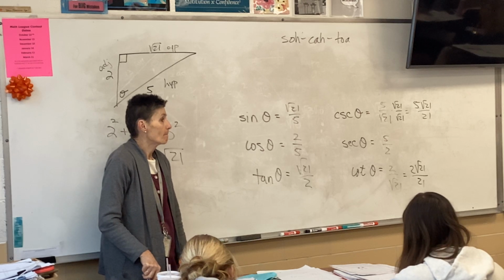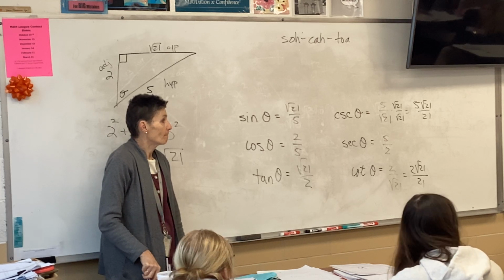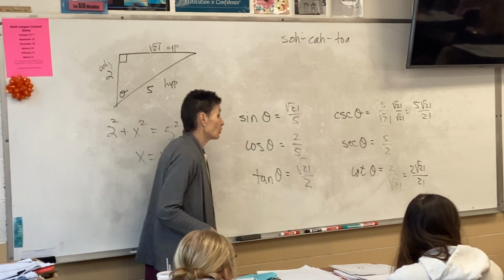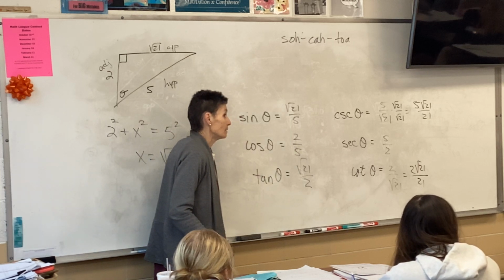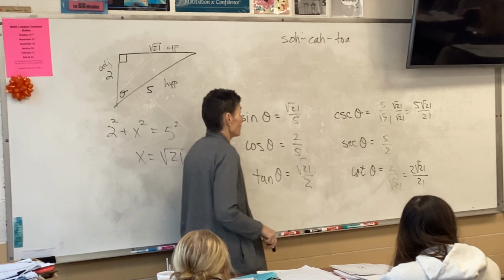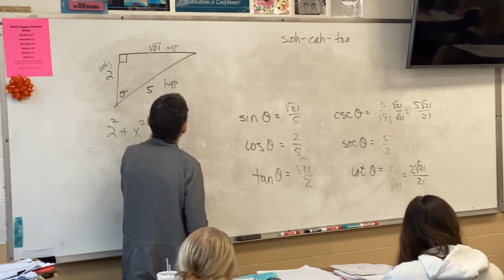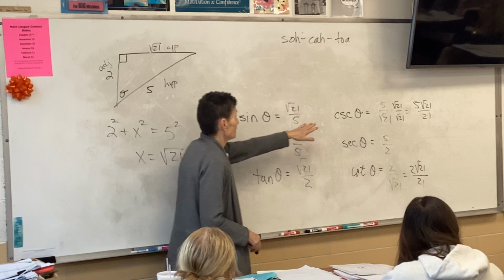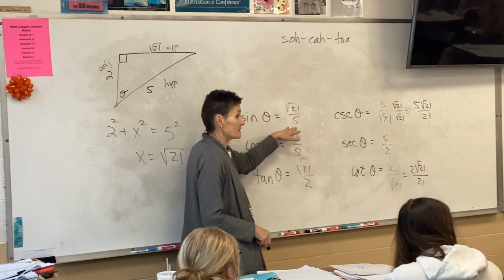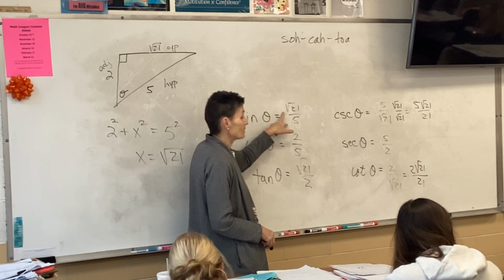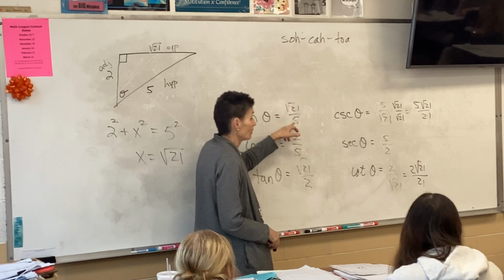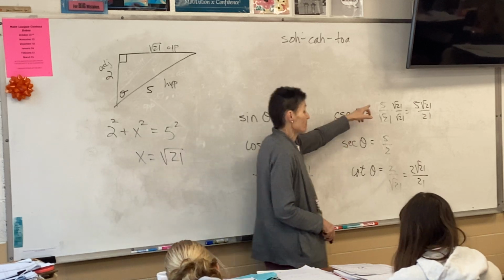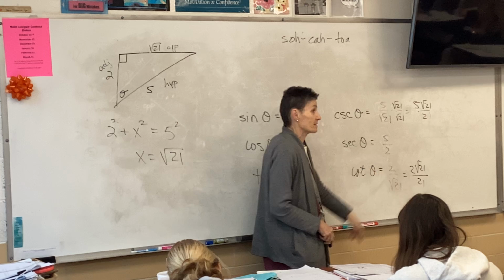Did you find who's the opposite? You thought it was what? Okay, cosecant is the reciprocal of the sine. So whatever you wrote down here, hopefully you wrote opposite over hypotenuse. This is gonna be hypotenuse over opposite.